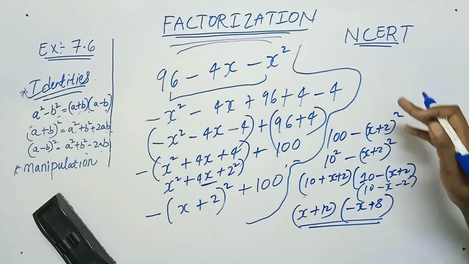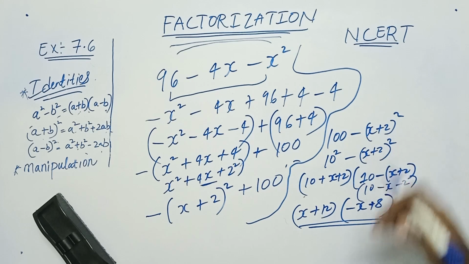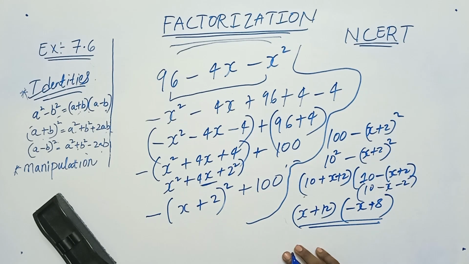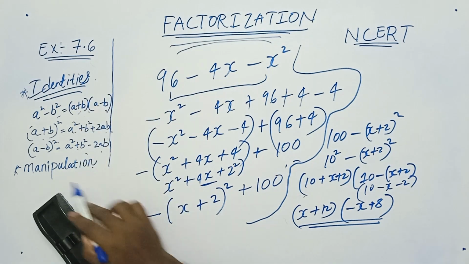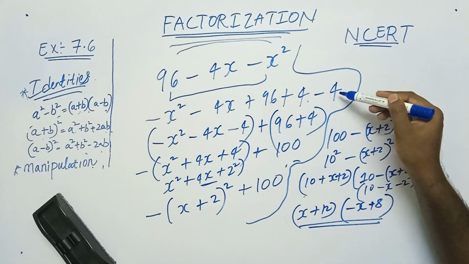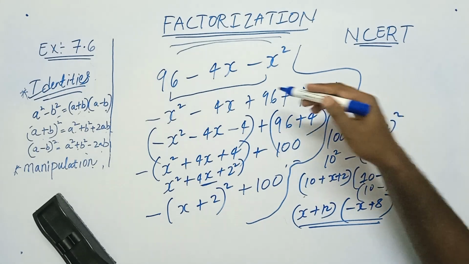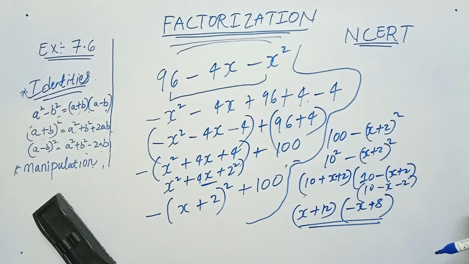So how do we find this expression? We found this product of factors by using identities and manipulations. We used manipulation. That means we added 4 and we subtracted 4. That means the whole entire value does not change. It is equal to the given expression.